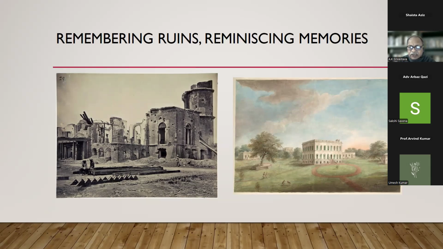So in each and every area, you can look at the residency from the point of view of nature, history, building, and a lot of other things. So when we go to remember, don't look only at ruins. When you are remembering ruins, look into the story behind it, look into the history behind it, and reminisce the memories.